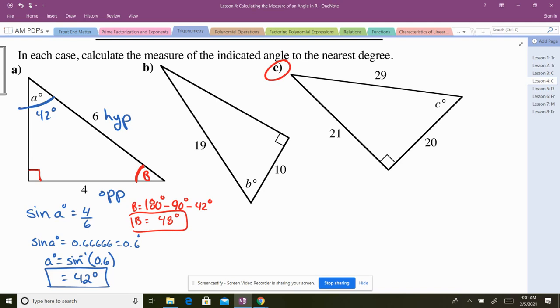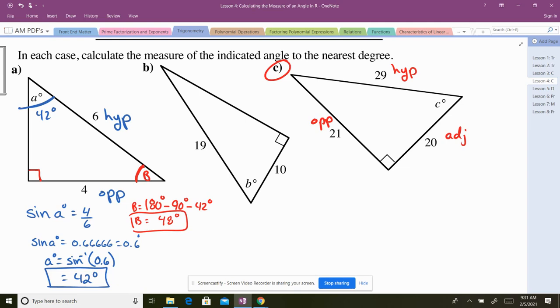First step: label it based off of the angle we're given. So 21 is the opposite. What's 29? And 20 is? Now, they've given us all the sides, so we have choices. Because we know opposite, hypotenuse, and adjacent, we can use any of the trig functions we want.